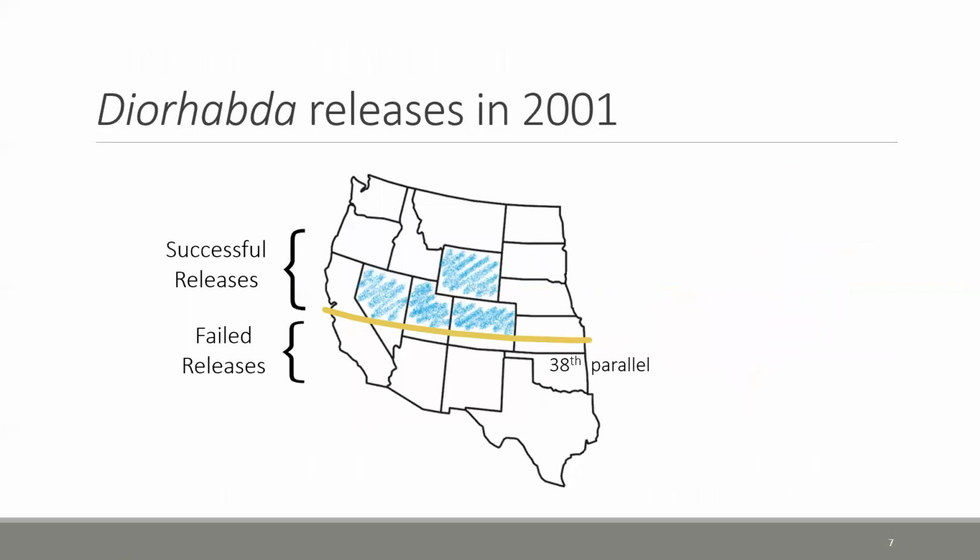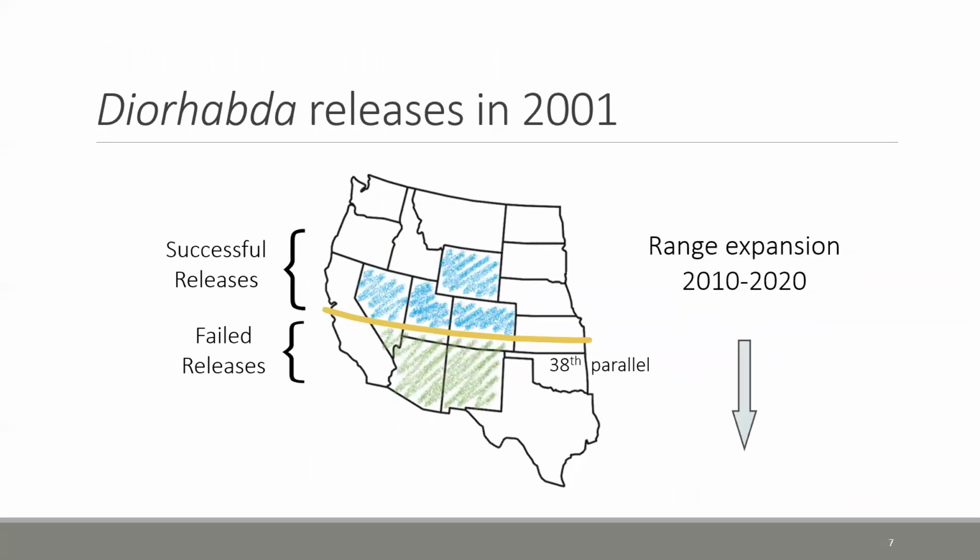The beetle was released into the United States starting in about 2001, and it was able to establish really well at sites that were above the 38th parallel, but the releases that were below the 38th parallel largely failed. However, in about the past 10 years or so, the beetle has been able to expand its range southward, mostly doing this by itself.